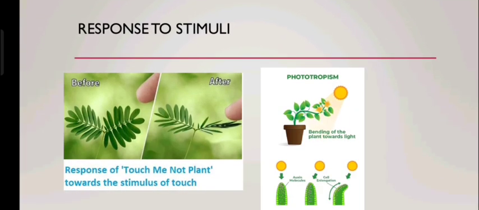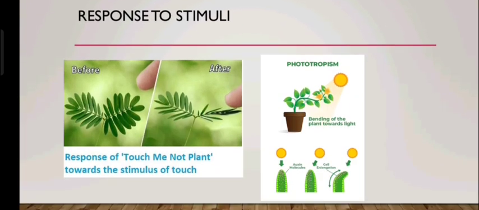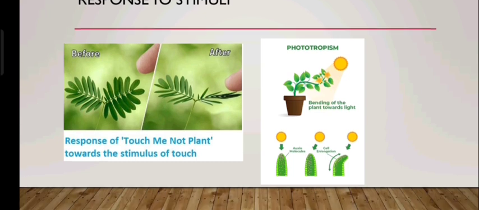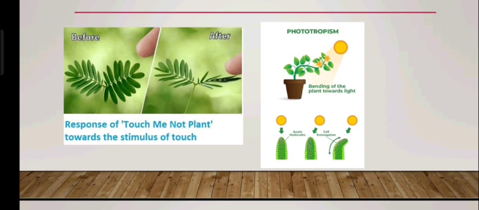Coming to the plants, plants also show some response to stimuli. In some sensitive plants like mimosa pudica, if we touch the leaf of the plant, the leaves will close up and droop. See in the picture, before touching, the leaves are in the normal condition, but after touching, the leaves close up and droop. Here the touching of the leaves is the stimulus, and the closing up of the leaves is the response. Understand?